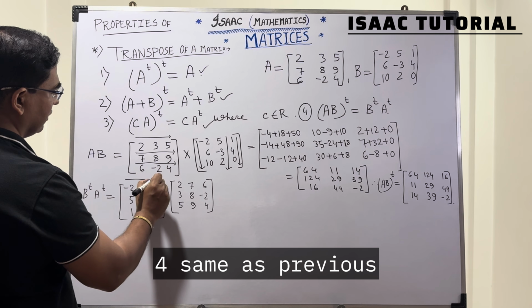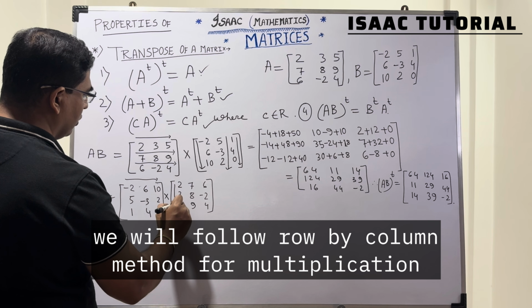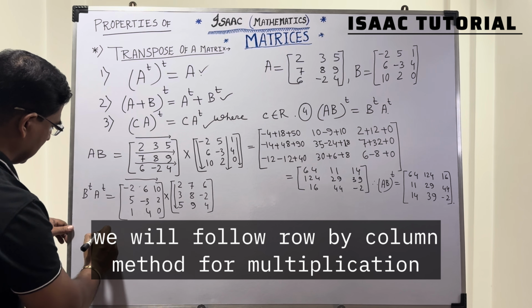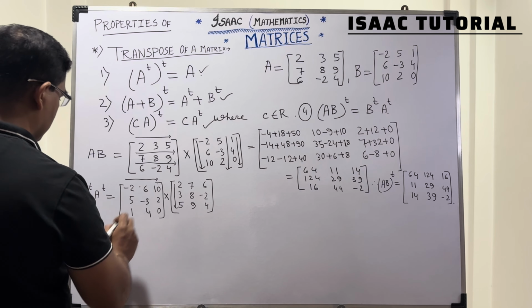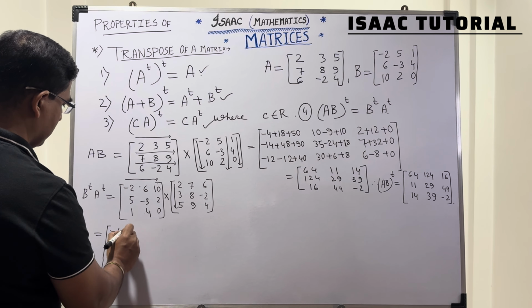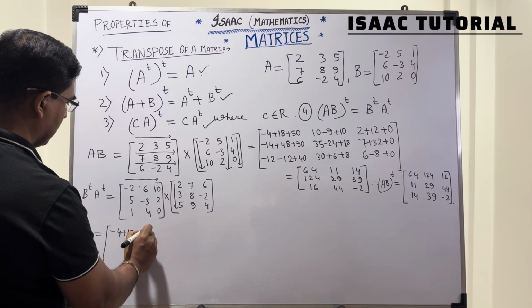Same as previous, we will follow row by column method for multiplication of these two matrices. Minus 4 plus 18 plus 50.